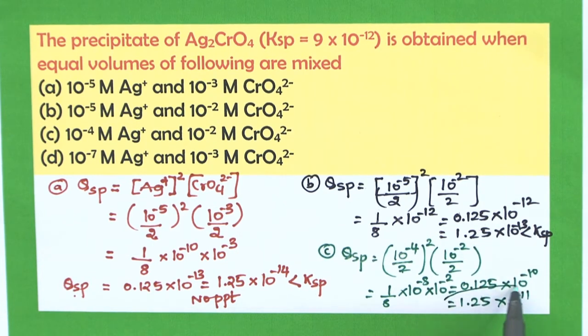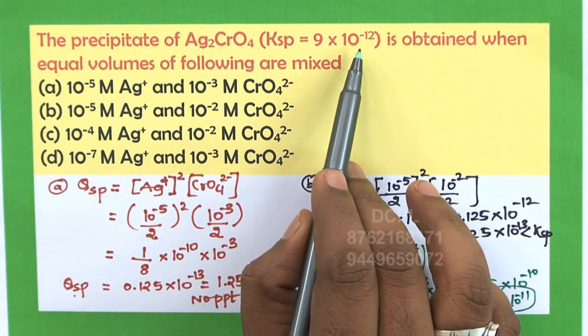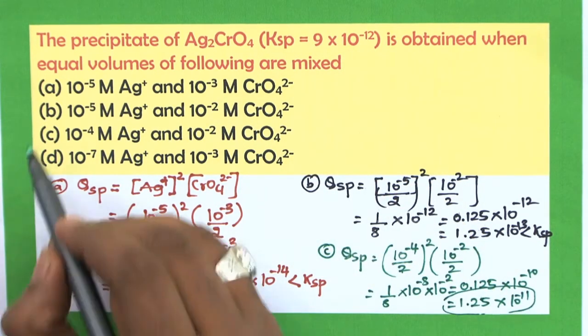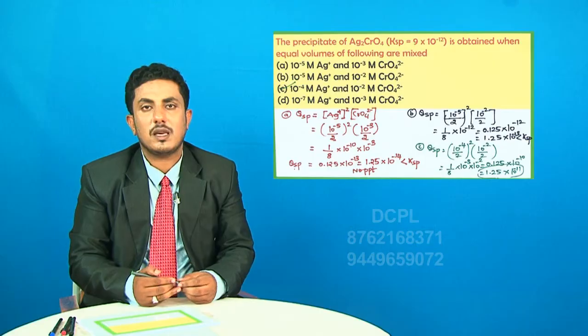The value of QSP obtained for option C is greater than the KSP value that is given. Hence here precipitation takes place and option C is the right answer.